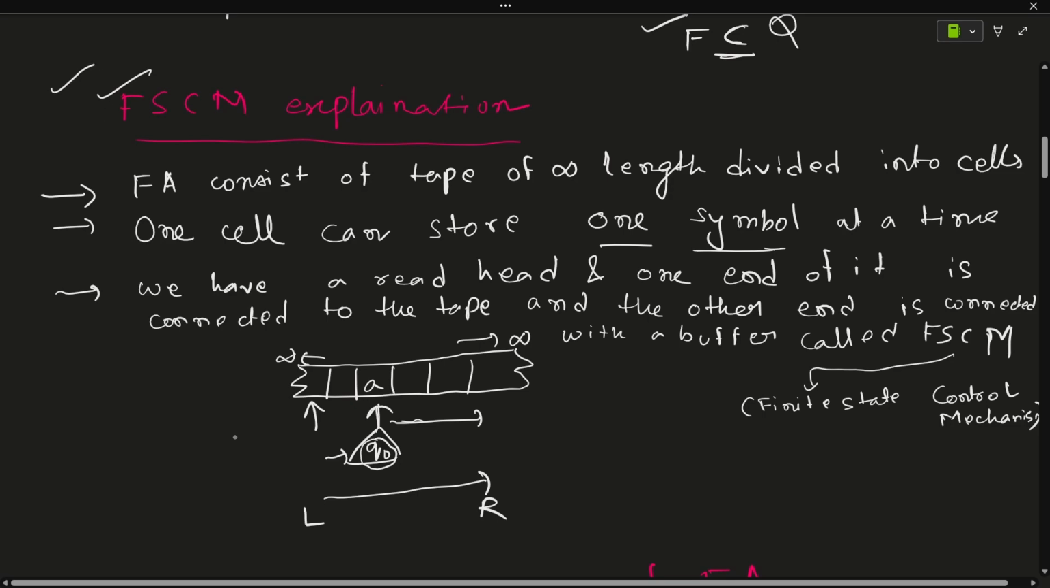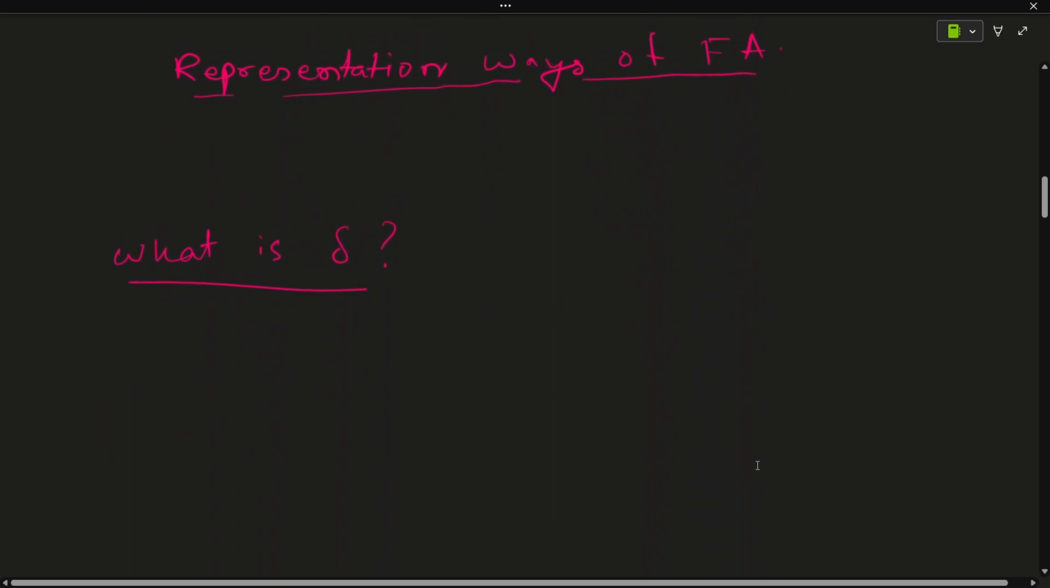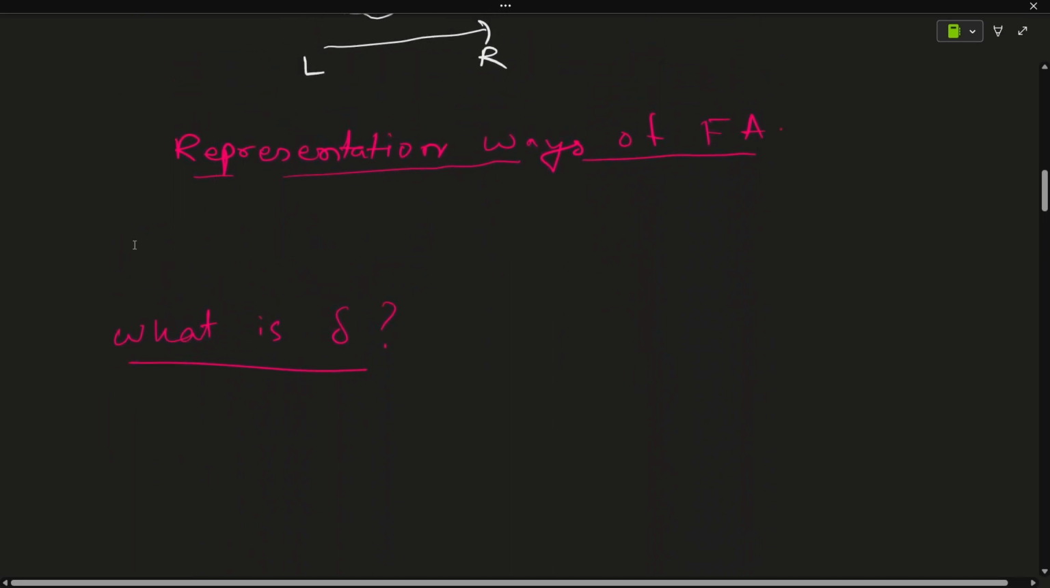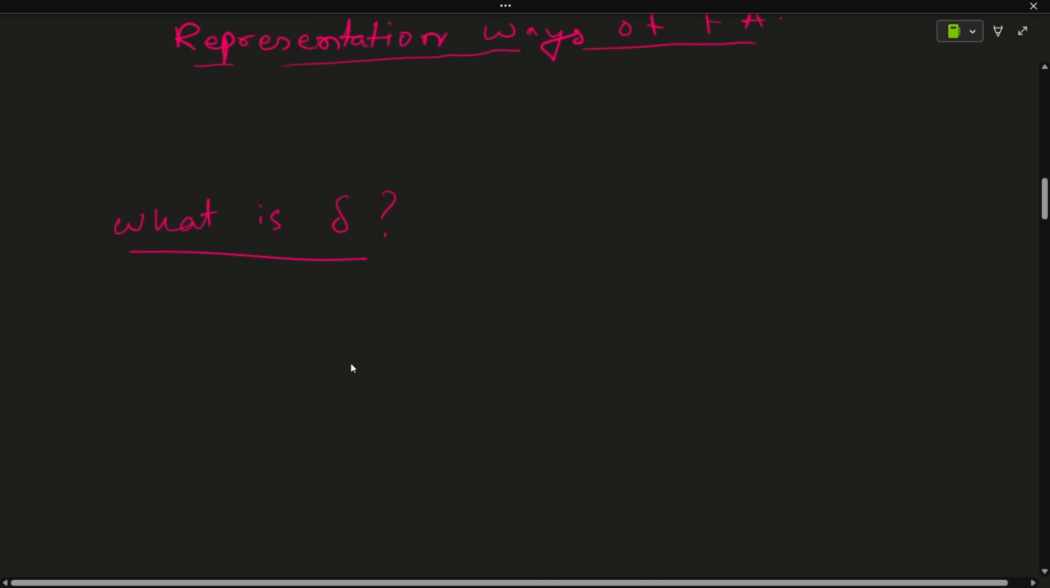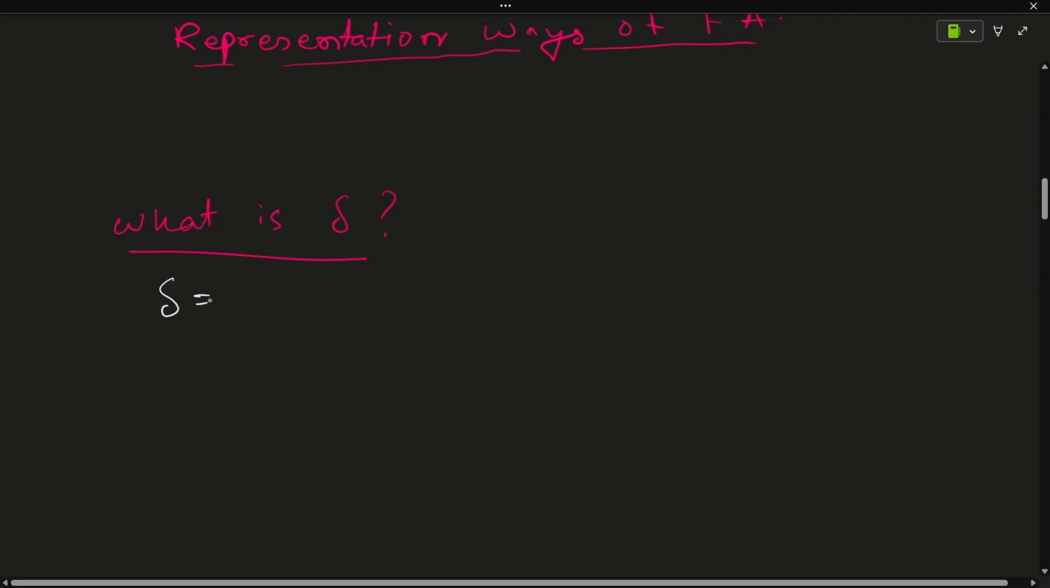Okay, let's move on to the next thing, that is the transition function, that is delta actually. Representation ways of FA. Let me first explain what is delta, and then I will cover the representational ways of FA. So what is delta? Remember, I kept it a mystery. Now it's time to unravel this mystery. Delta is transition function.